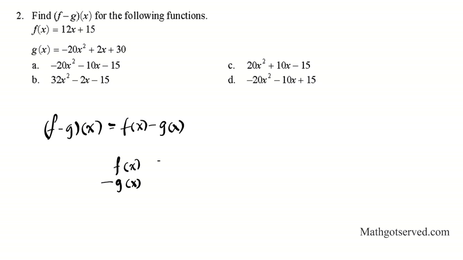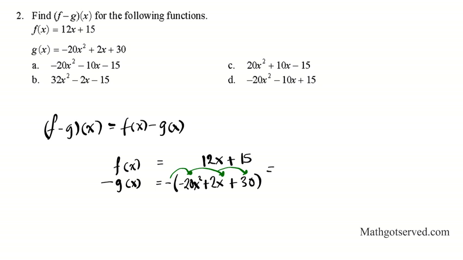Alright? So f of x is 12x plus 15. You notice I left some space here because I noticed that g of x is a second degree term, so I need to leave space for the second degree column. Alright, so minus parenthesis, g of x is negative 20x squared plus 2x plus 30. Okay, this minus basically means I'm going to add this to the opposite of that, so I need to distribute this negative to all three terms in g of x. Okay, and then I'll add the opposite.